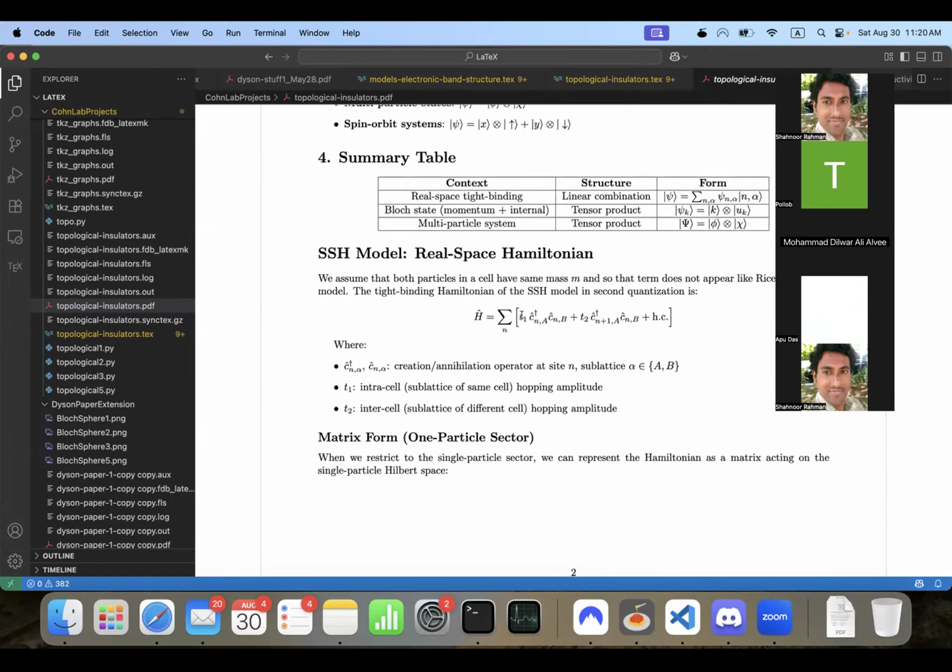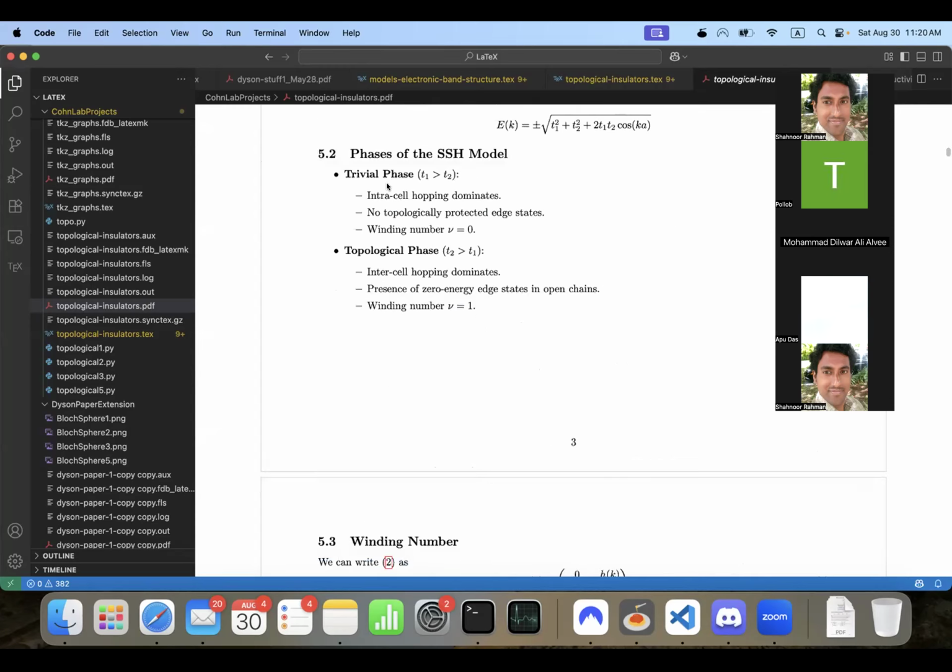T1, you see, in the Hamiltonian, if you consider the T1, that's in the same cell N, right? Between A and B of the same cell. And T2 is between cell N and N plus 1. That's T2. So when T1 is greater, meaning interaction between atoms on the same cell is greater than interaction between the cells, then we get the trivial phase. And when it's the opposite, we get the topological phase.